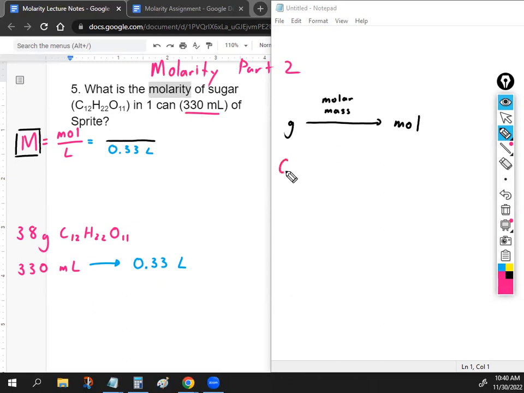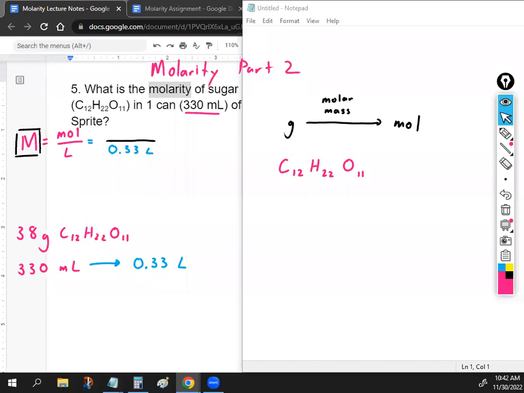So this one's a kind of a big molecule, C12H22O11. Let's see if you guys can do this on your own. I'll give you guys about 2 minutes. See if you guys can pull out your periodic table and figure out the molar mass of sugar. I have the formula for you right here. See if you guys can use your calculator and periodic table to do that, okay? So take 2 minutes.